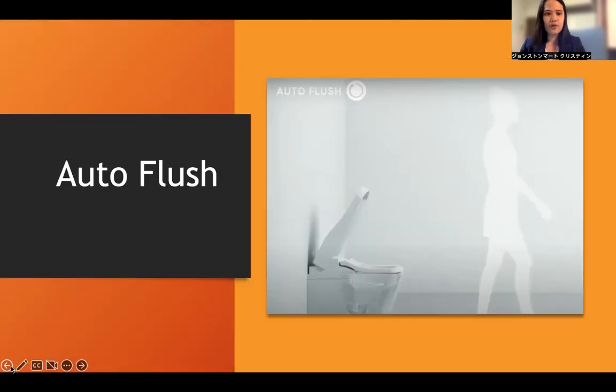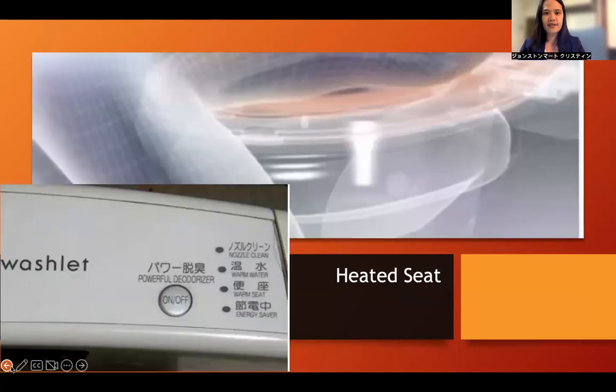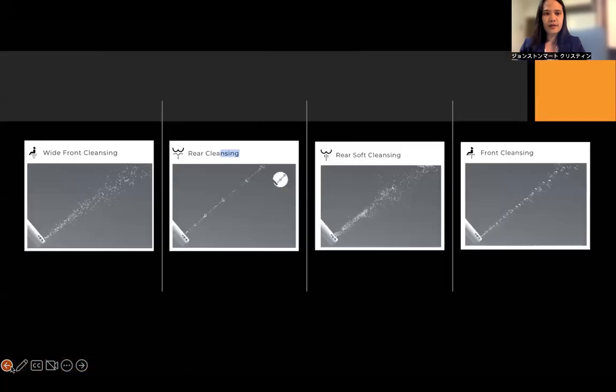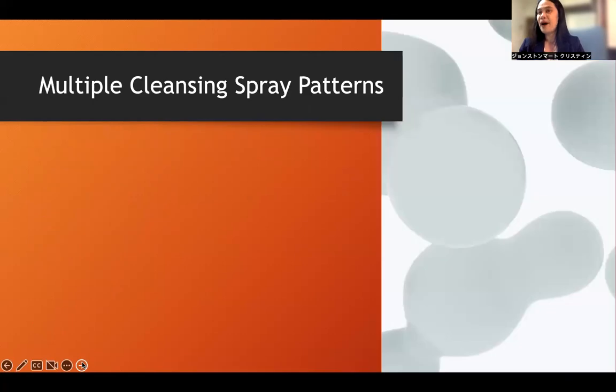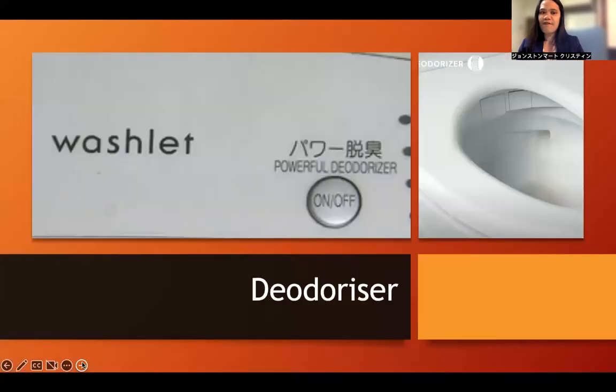So again, to summarize, the basic functions of a Toto washlet, that's why it's very popular nowadays, because it has a lot of cleansing spray patterns. It has a heated seat. It has its own deodorizer. The lid automatically opens and closes, and it cleans by itself. And of course, it has an auto flush feature.